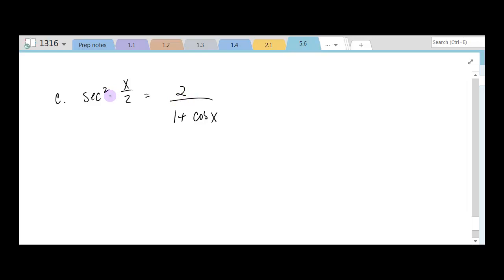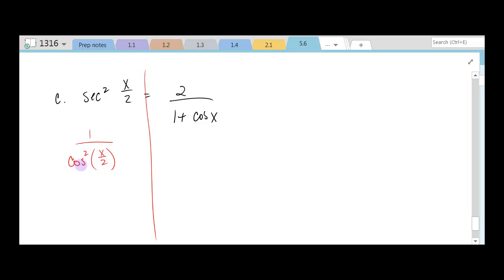So I think I'm going to start on the left hand side. Although I don't have a half angle identity for secant, I do have a half angle identity for cosine, and cosine and secant are reciprocals of each other. So I'm going to rewrite the left hand side using the reciprocal identity, which looks like 1 over the cosine of my angle x over 2, and it's cosine squared of x over 2.